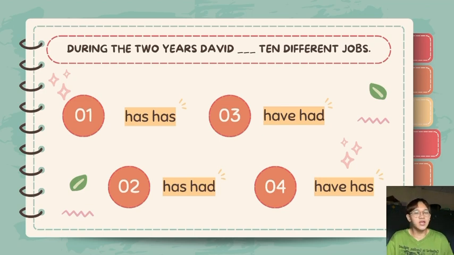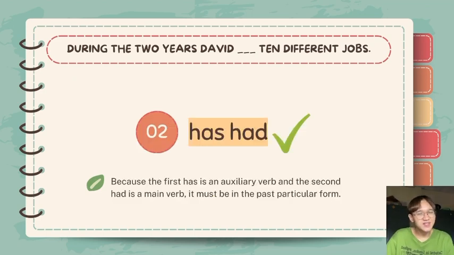The correct answer is the second choice, has had, because the first has is an auxiliary verb and the second has is a main verb. It must be in the past participle form.